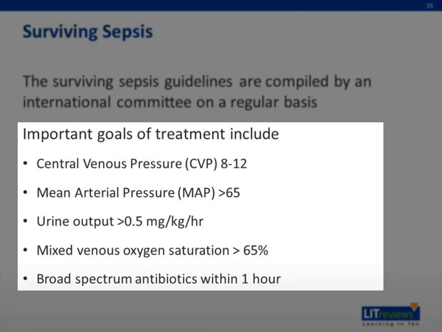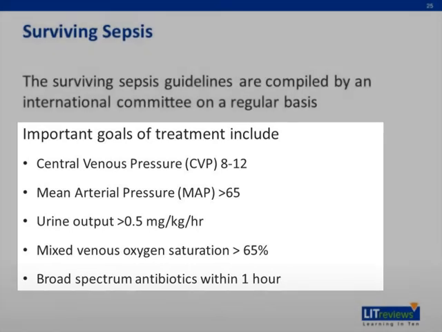Just to clarify, SCVO2 is central venous oxygen saturation from a central line, whereas SVO2 is the mixed venous oxygen saturation from a pulmonary artery catheter. Lastly, broad-spectrum antibiotics should be given within 1 hour of suspected sepsis.